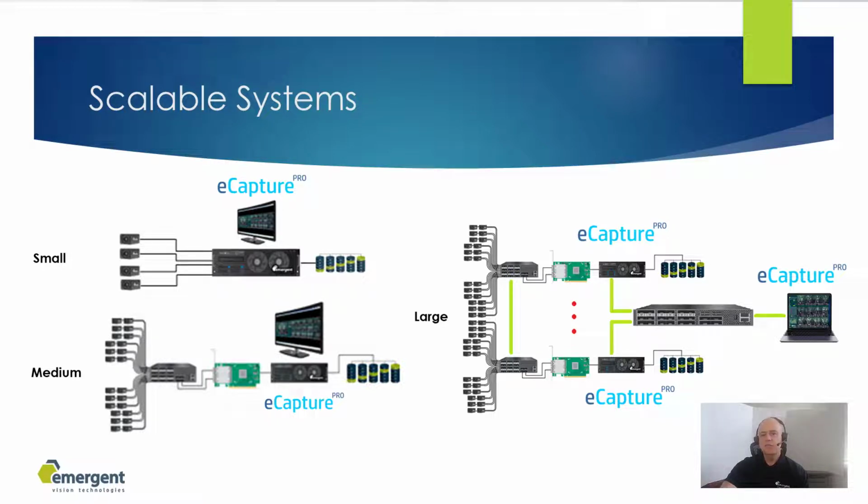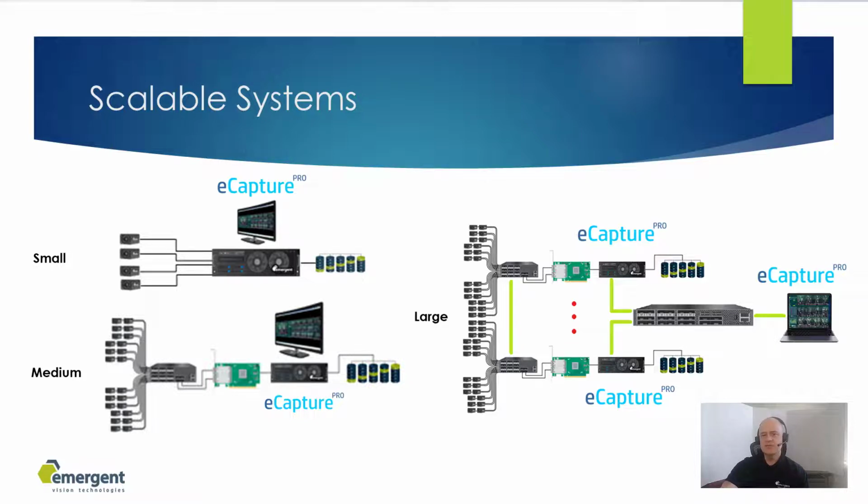A typical medium-size application might have 12 to 24 cameras. For such a system, we recommend a switch to provide the PTP and multiplexing benefits discussed earlier. Such a system would have a single NIC card and single RAID controller in the server for a high-performance 2 PCI Express slot solution. Still, only one installation of the Emergent ECapture Pro software would be required.